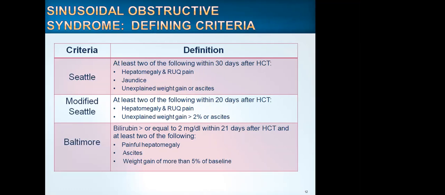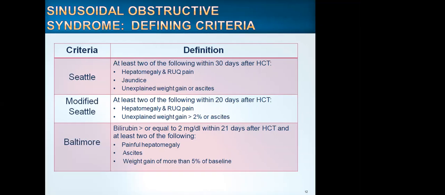The defining criteria are the Seattle criteria: at least 2 of the following within 30 days. Hepatomegaly or right upper quadrant pain, or jaundice, or unexpected weight gain, or ascites. Any 2 of these symptoms within 30 days, and it is treated as VOD. Modified Seattle criteria: at least 2 of the following within 20 days.